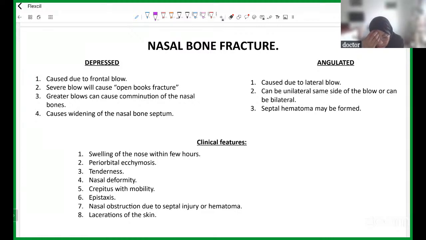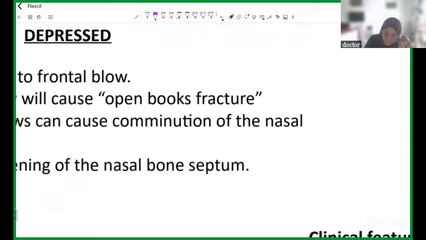All right. So coming to the topic that is more important for us to talk about, the nasal fractures or nasal bone fractures. There are two types. One is depressed and one is angulated. Depressed ones are due to a frontal blow. So if you're standing in front and someone punches directly on your nose, you have a depressed bone fracture. The lower part of the nasal bones are thinner and these will easily give way. These parts are very thin bones. So any severe frontal blow will cause an open book fracture. So we say an open book fracture.